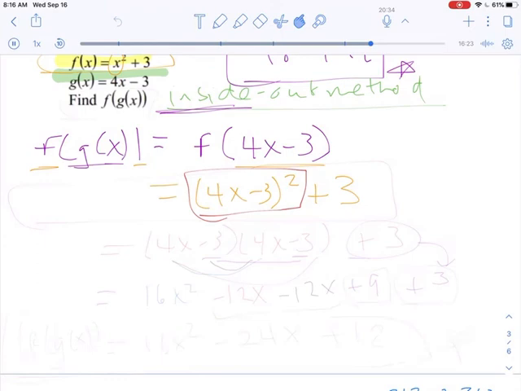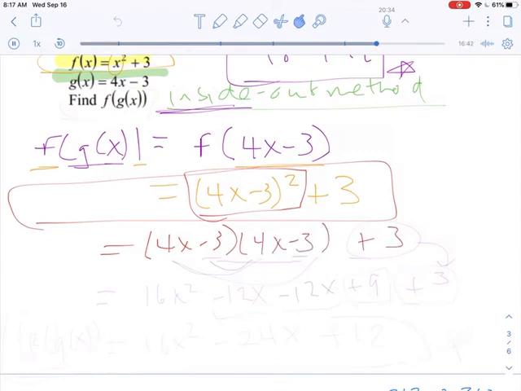Okay. All right, now I'm just going to simplify. This is technically a correct answer if you wanted to stick with that. However, most likely they're going to have you expand that 4x minus 3. So we got 4x minus 3 times 4x minus 3 plus 3. I'm going to use FOIL this time.